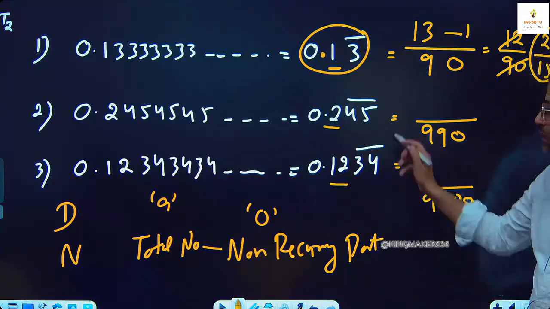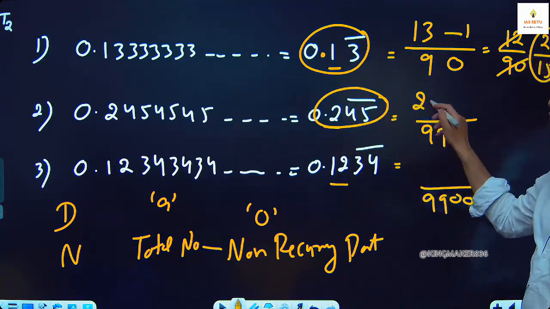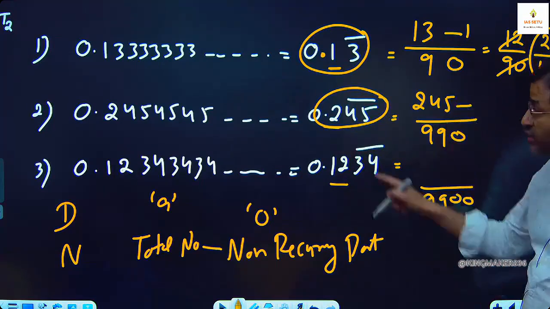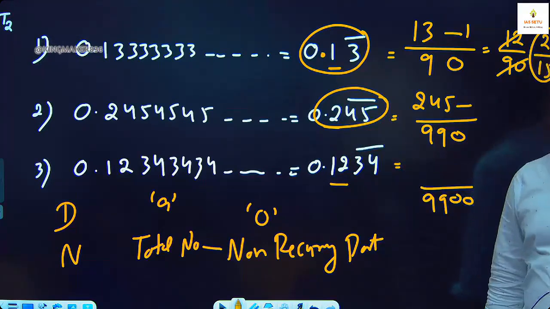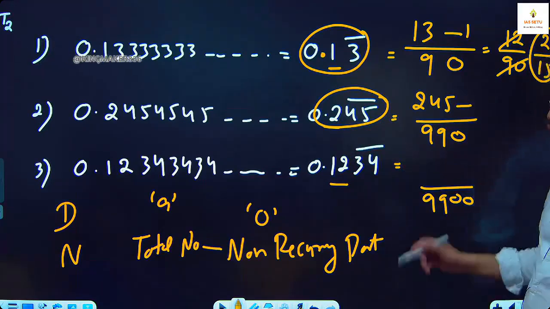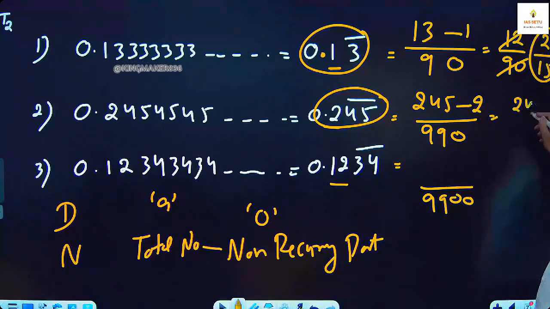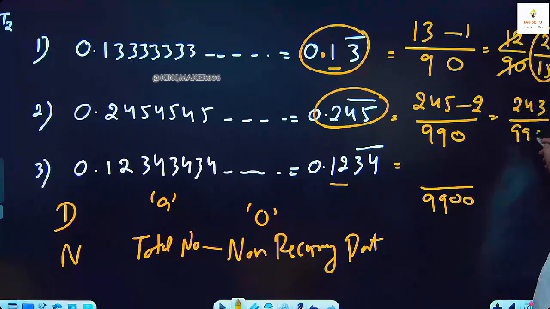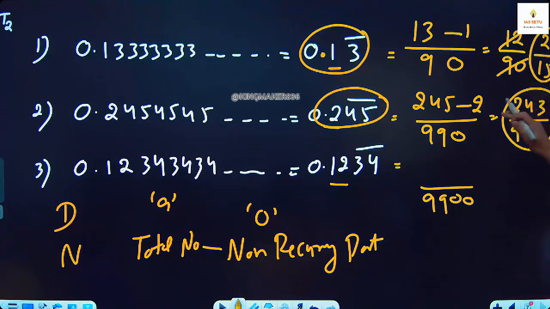I repeat, what is this total number? 245 minus 2. Some students by mistake write 45 minus 2. So your answer is 243 upon 990. Simplification you can try at your home, try to learn. Simplification you can do later, but do it at home.